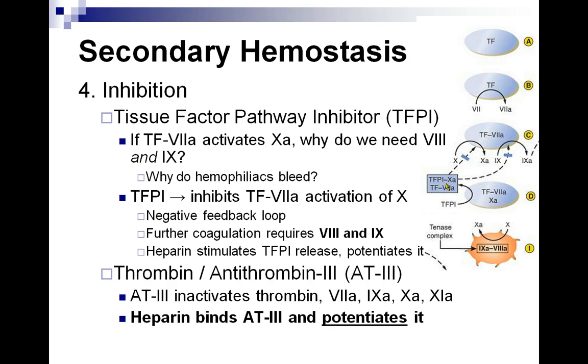Other sources of the inhibition component would be thrombin and antithrombin 3, also called AT3. Antithrombin 3 inactivates a whole bunch of different components. Not just thrombin, but also many of the factors, including factor 7A, 9A, 10A, 11A. And this is important to remember because heparin acts at antithrombin 3 by binding to it and potentiating it. That means it makes it more active. And this is an important concept that we'll come back to a little bit later.